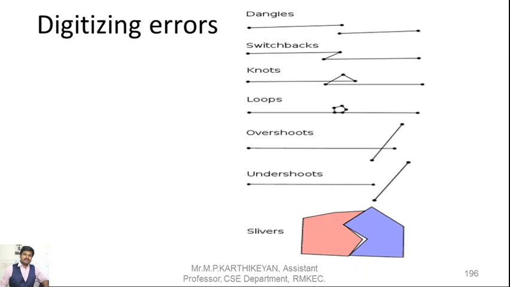Actually, they should meet. Let's assume the points A, B, and C. This is point A, this should be point B, and this should be point C. As these two are not connected together, it has given us two simple lines. So these are called dangle errors. And the next one is switchbacks.